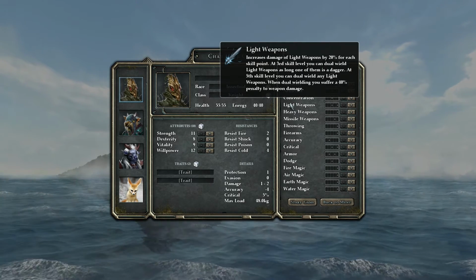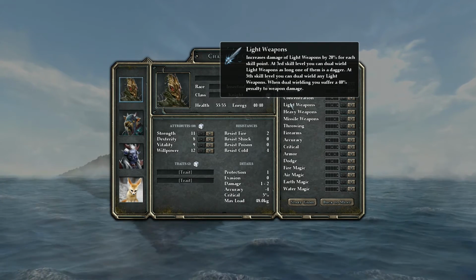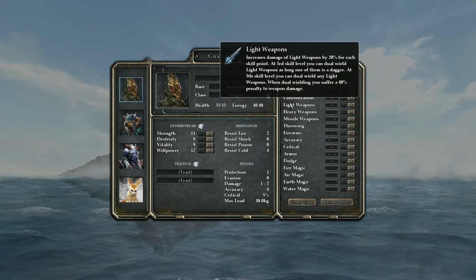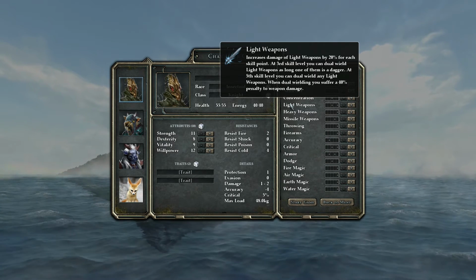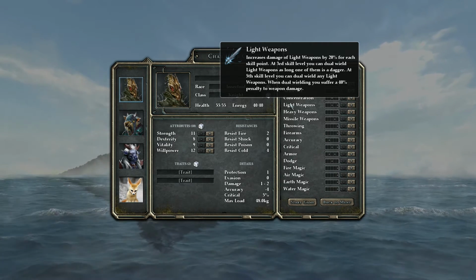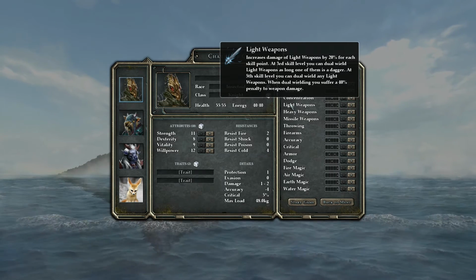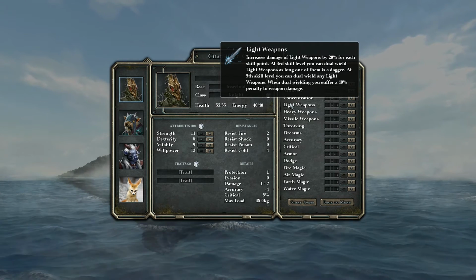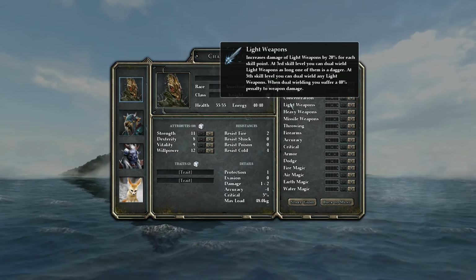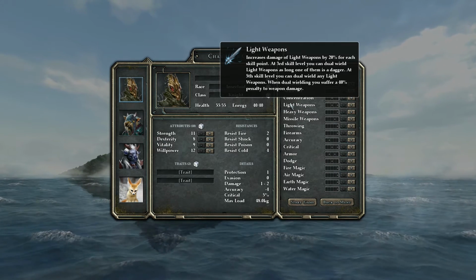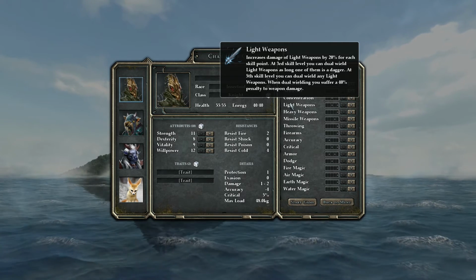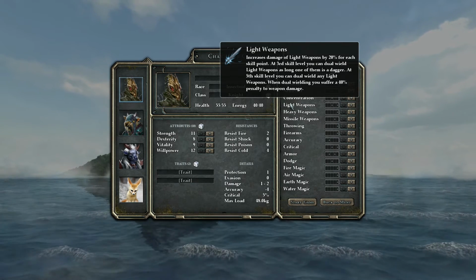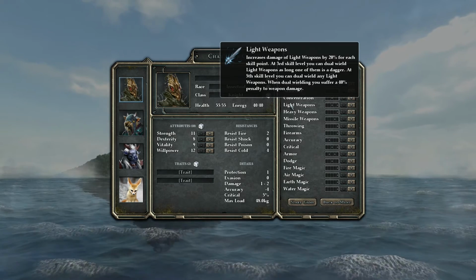Light weapons increases damage of light weapons by 20% for each skill point. At 3rd level, you can dual wield light weapons as long as one of them is a dagger. At 5th skill level, you can dual wield any light weapons. When dual wielding, you suffer a 40% penalty to weapon damage, unless you're a rogue, at which point it's only 25.